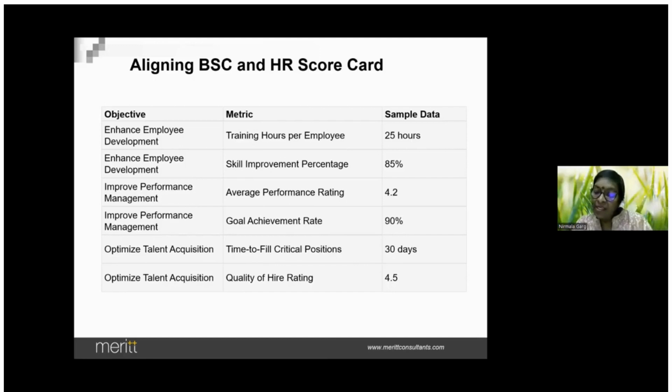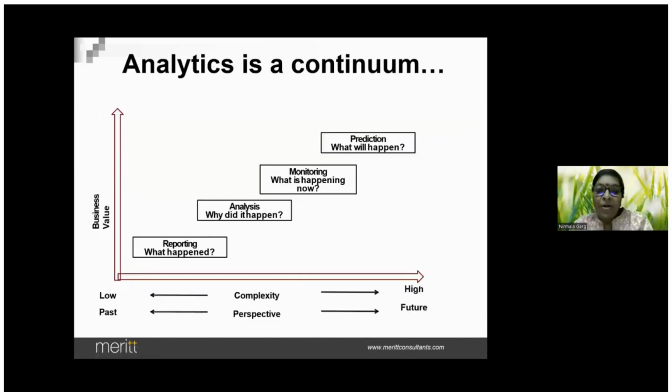Now let us look at the spectrum, or the continuum, of HR analytics. Typically, HR analytics runs from low to high. That means as the complexity increases, you need to do higher and higher analytics. At level 1, we typically call that descriptive analytics.